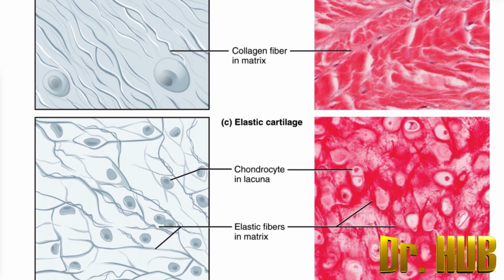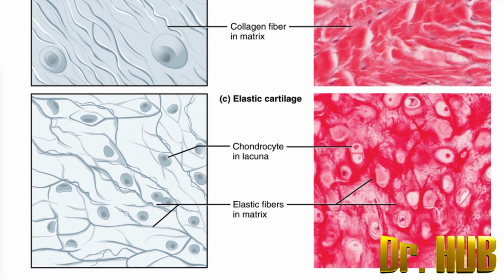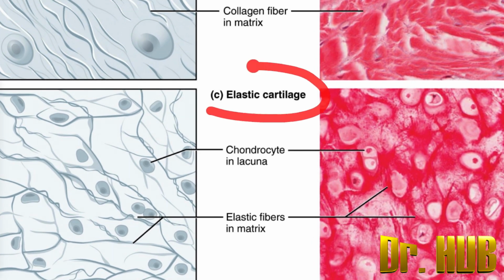The last variety is the elastic cartilage. The elastic cartilage contains the chondrocyte in the lacuna as well as the presence of the elastic fibers in the matrix. Now let's break each of them down and discuss in detail. First we begin with the hyaline cartilage.